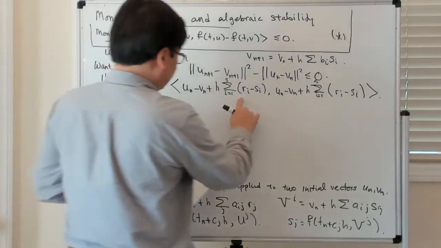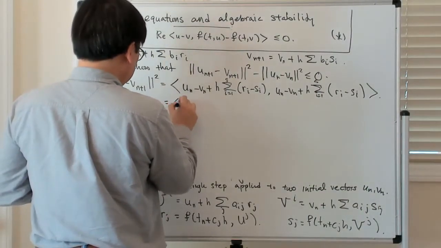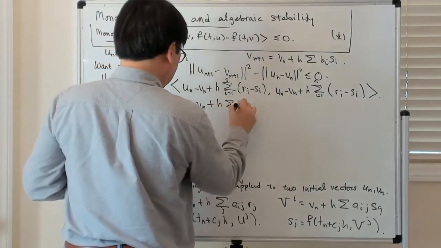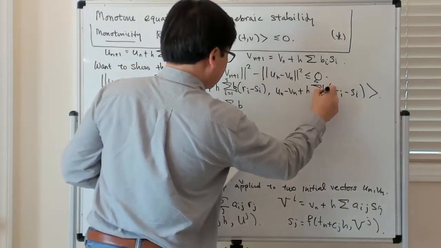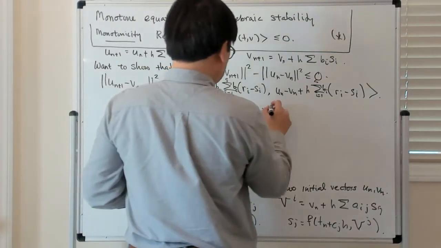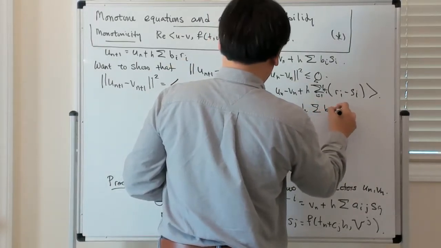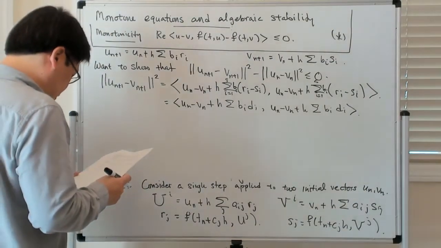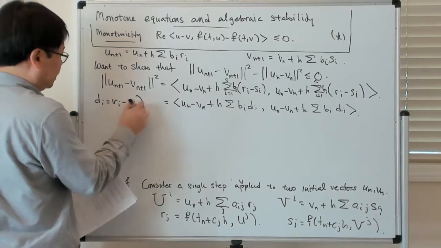So I'm going to denote this difference by d. This is equal to un minus vn plus h sum bi di. Oh, I'm sorry, there's a coefficient here, right? So bi, bi, bi. So I'm suppressing the indices of the sum. Okay, so di is just ri minus si.